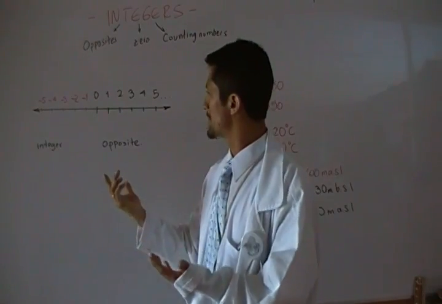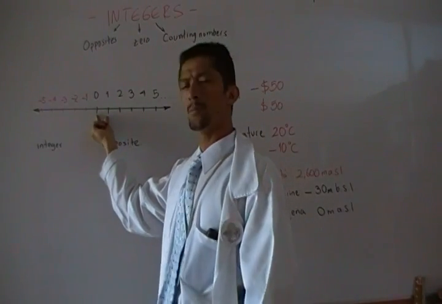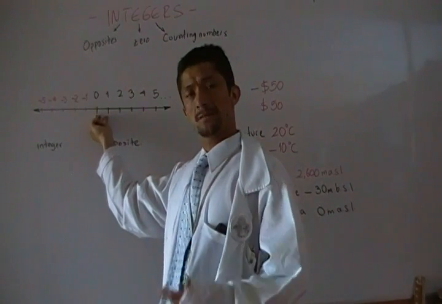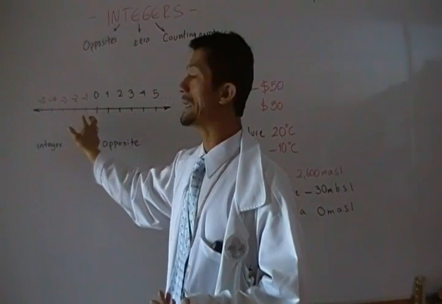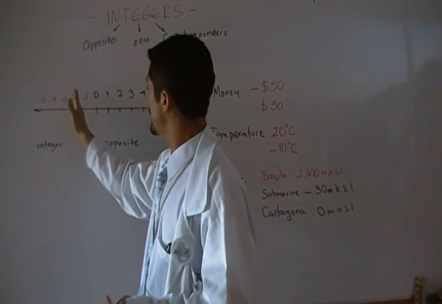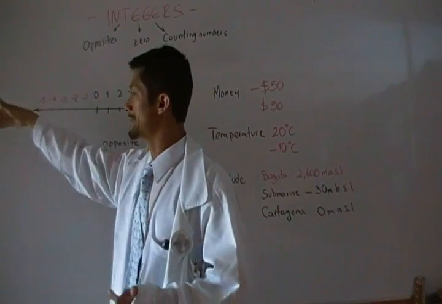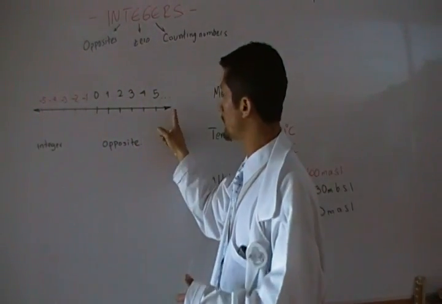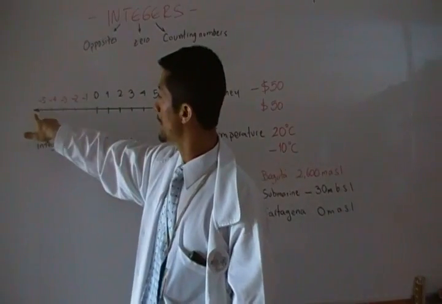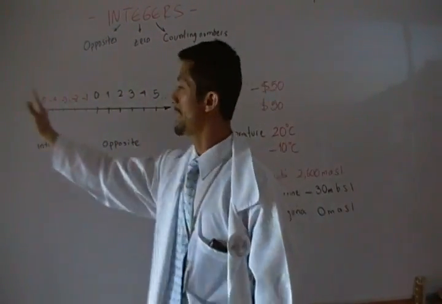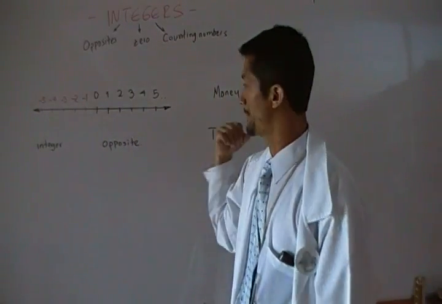So what is an opposite? The opposite of 1, for example, is -1. Why? It's at the same distance from 0, but to the left of 0. So these numbers, -1, -2, -3, -4, -5, etc., continue extending to the left indefinitely. That's why we represent them on a number line using arrows. That means they extend in both directions forever.